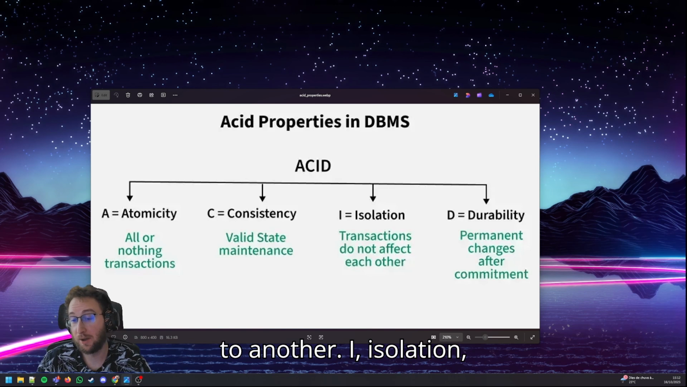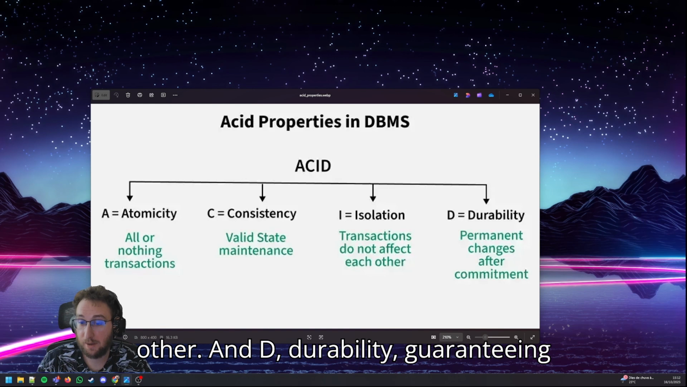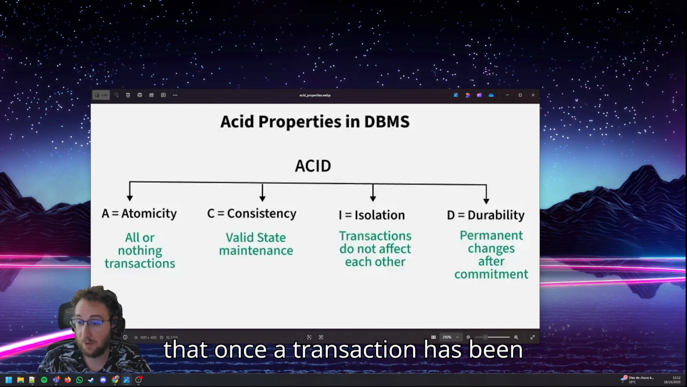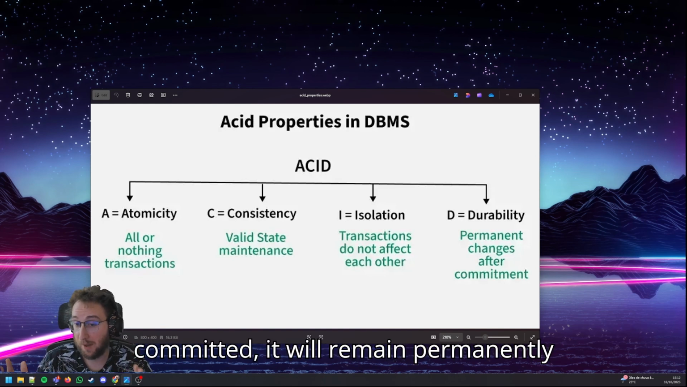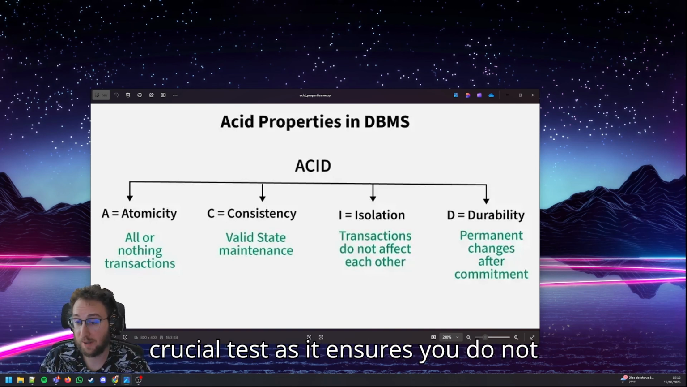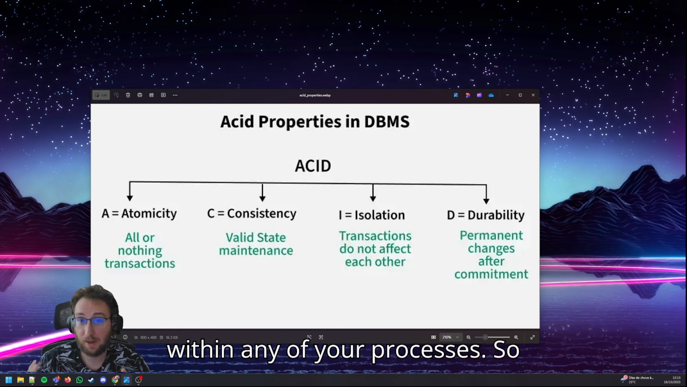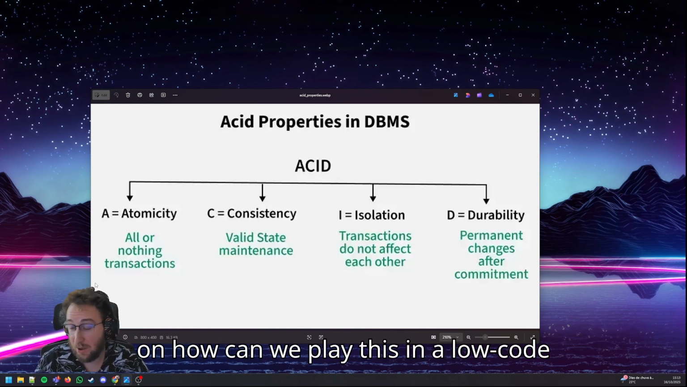I, Isolation, guaranteeing that concurrent transactions do not interfere with each other. And D, Durability, guaranteeing that once a transaction has been committed, it will remain permanently stored in your database. This is a crucial test as it ensures you do not inadvertently delete or corrupt data within any of your processes. So, how can we apply this in a low-code way?